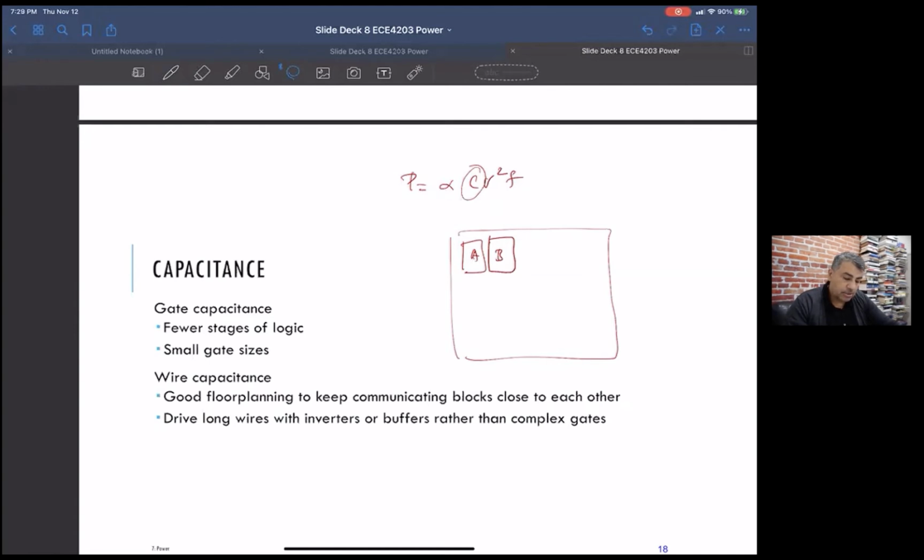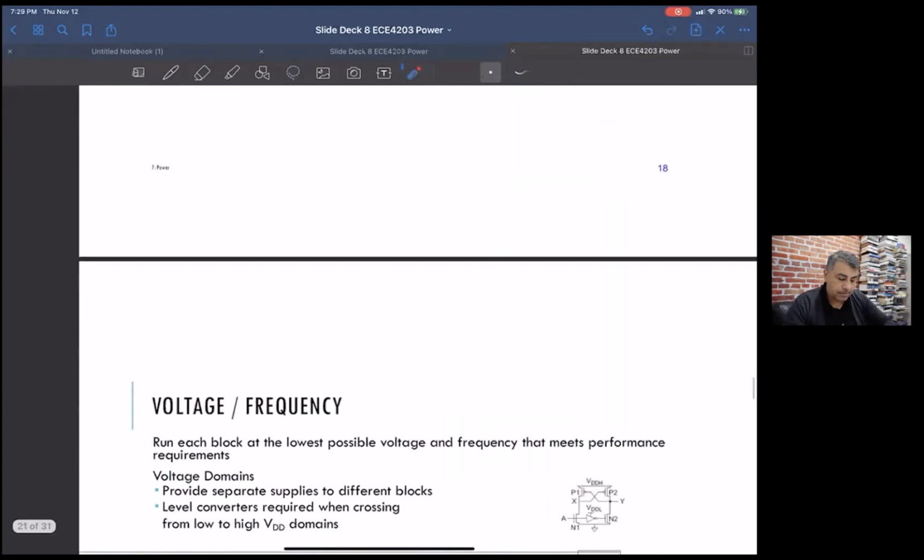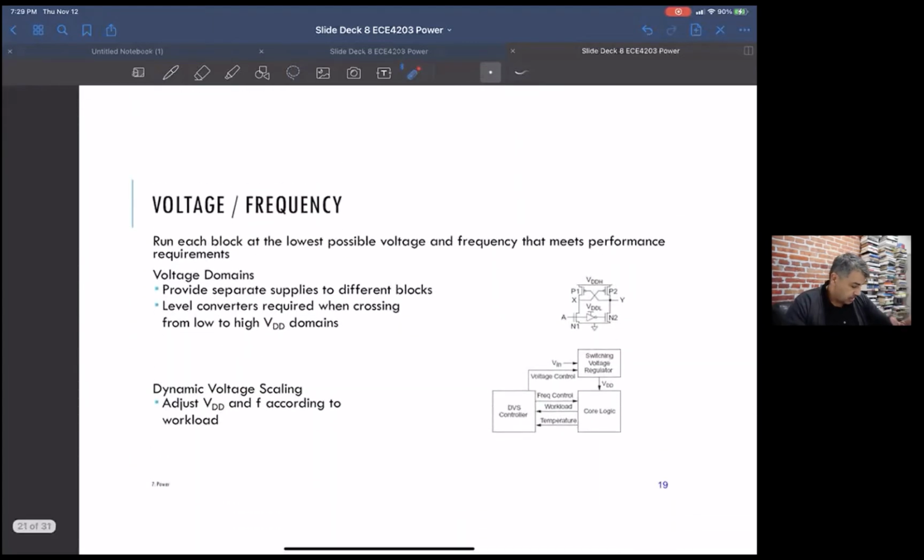And then we talked about this already: inverters are the most efficient drivers in terms of speed, but also in terms of power consumption. So don't drive wires with NOR gates or 3-input NAND gates. If you need that functionality before you wire, do that functionality and then buffer it with an inverter or something like that. Okay, so that's capacitance. Okay, so voltage.